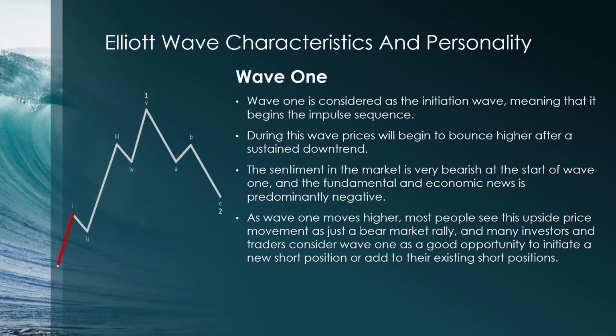So the characteristic of wave 1 is that it's considered the initiation wave, meaning that it begins the impulsive structure of our 5-wave sequence. During this wave, prices will begin to bounce higher after a sustained downtrend in the markets. The sentiment in the market is typically bearish at the start of this wave, and the fundamental and economic news is predominantly negative. As wave 1 moves higher, most people see this upside price movement as just another bear market rally, and many investors and traders consider wave 1 as a good opportunity to initiate a new short position or add to their existing short positions.